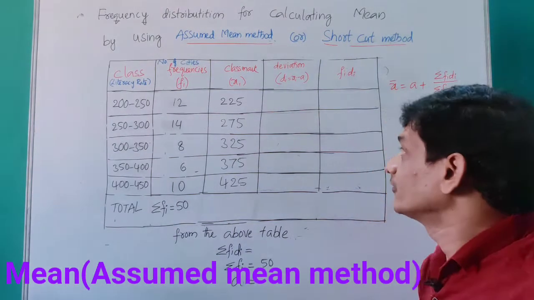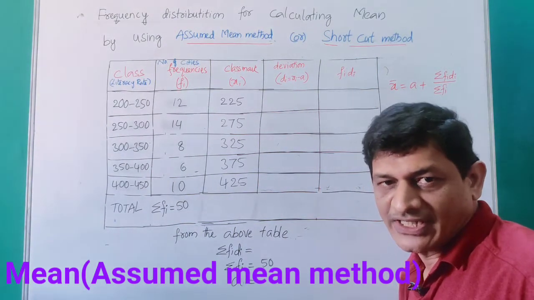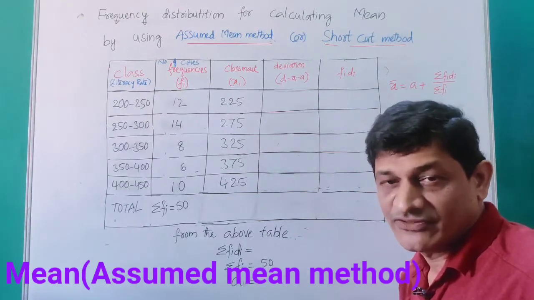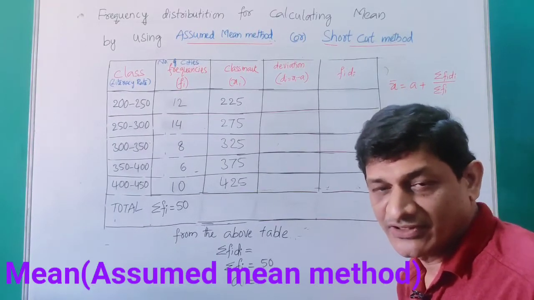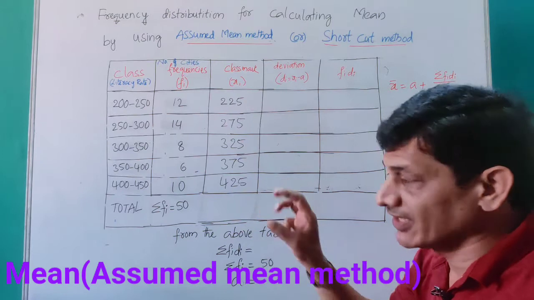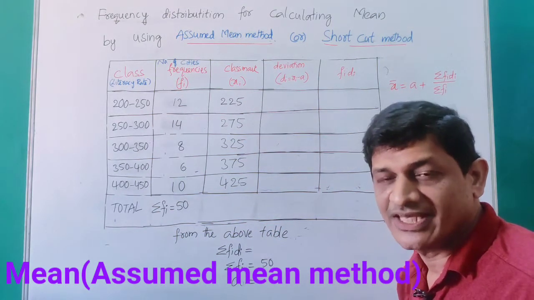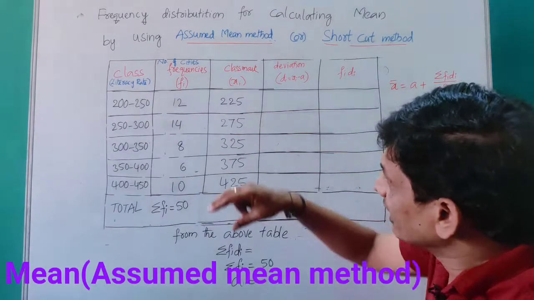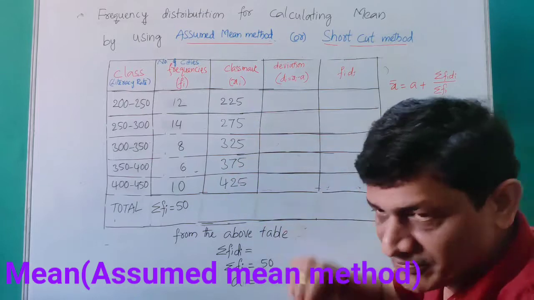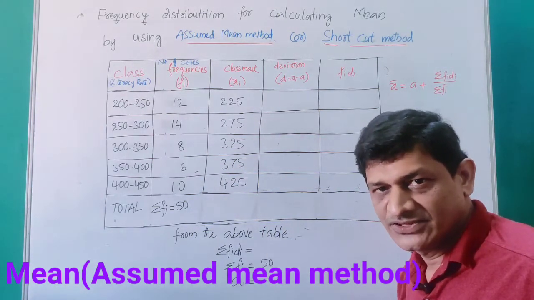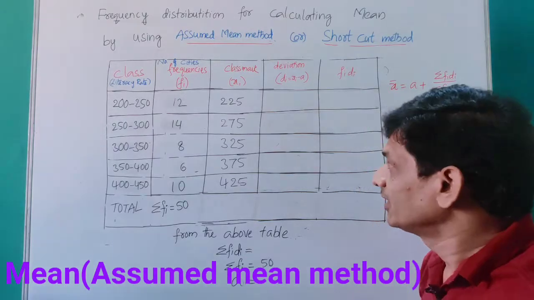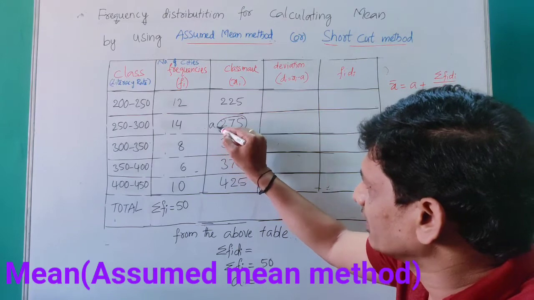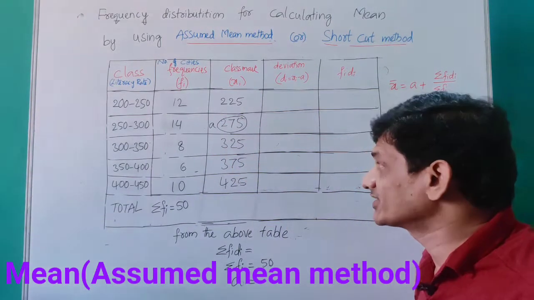Got it? Now deviation. To write the deviations of each and every class, first of all you have to choose one value among the mid values as a. A means assumed mid value, or simply assumed mean. Any one value among the mid values can be taken as a, that is up to your choice. Here I am taking 275 as a, small a, the assumed mean. Assumed mean is taken as 275.